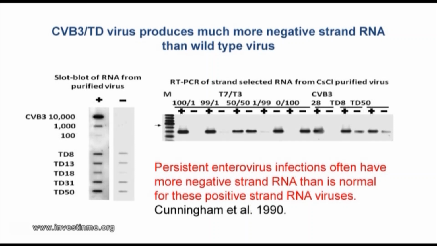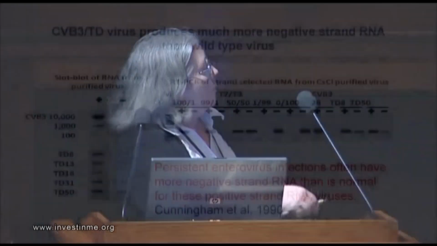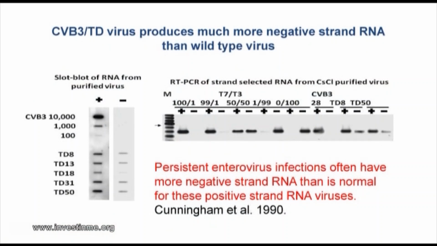These viruses also have a characteristic that is noted for persisting enteroviruses. They have an altered positive strand to negative strand ratio. Okay, what I'm talking about here is in this type of virus, the genome itself encodes the viral proteins and is known as the positive strand. There's an anti-genome that just serves as a template to make more of the genome for producing new viral particles.